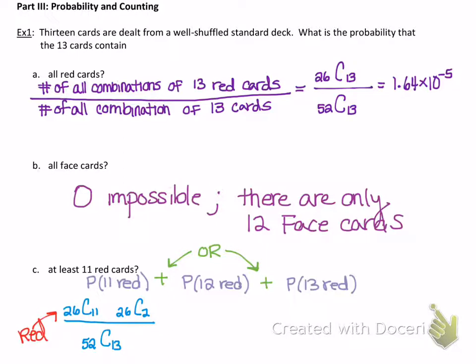And this has to be black because I only have 11 red. So if they're not red, they're black. So I have 11 red cards, therefore the other 2 must be black. Now, I have no choice. This is definitely an and statement. So that means the probability of at least 11 red means 11 red and 2 black. So and is multiplication. And I'll do the dot. Multiplication.